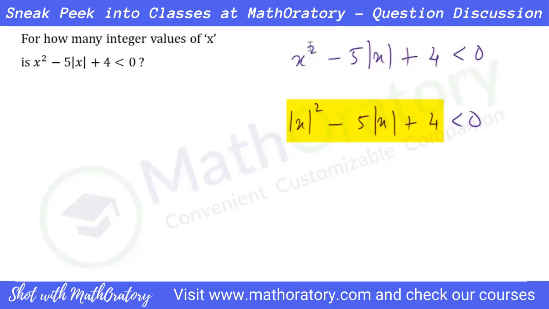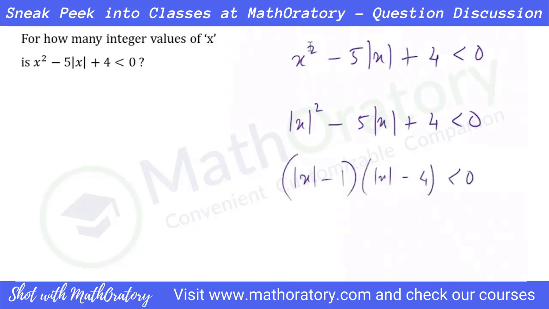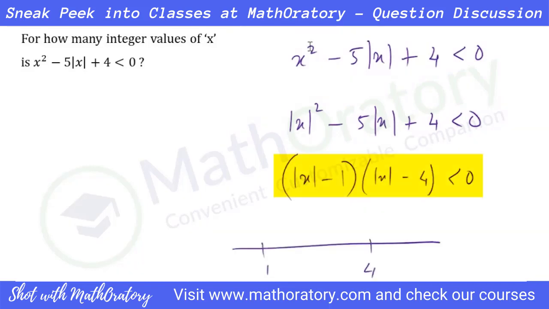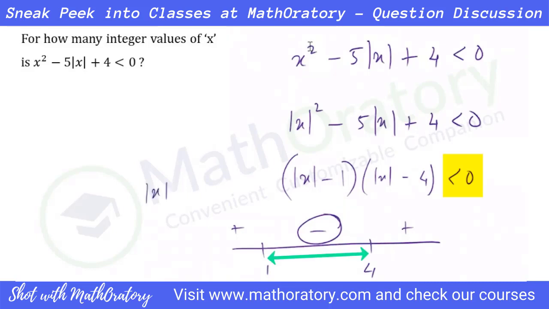Now this is simply a quadratic in mod x itself, isn't it? So let's solve for mod x to begin with. So you have mod x minus 1 and mod x minus 4, less than 0, treated as a polynomial in mod x. So we have the three blocks. The right hand side will be positive, negative, and this positive. So this is negative we are looking for. So this is the section we are looking for. So what is the range of mod x? The range of mod x is between 1 and 4.